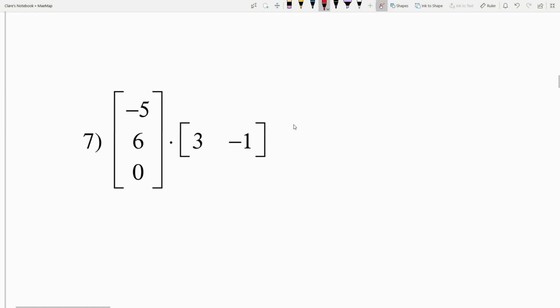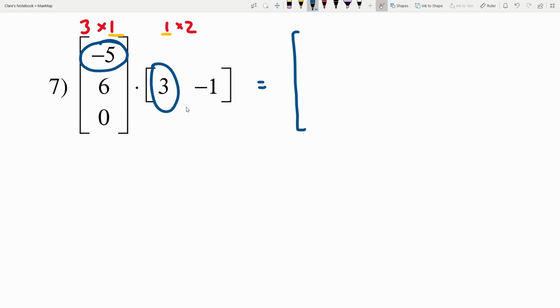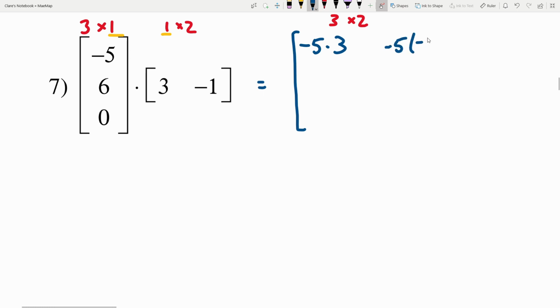Now moving on to number 7, can I multiply? Well, I have a 3 by 1, and I'm multiplying that by a 1 by 2. So yes, indeed, because my 1's match. And the result is going to be a 3 by 2. So starting with that first row, just a negative 5, dot it with my first column, will be negative 5 times 3. And then first row, second column will be negative 5 times negative 1.